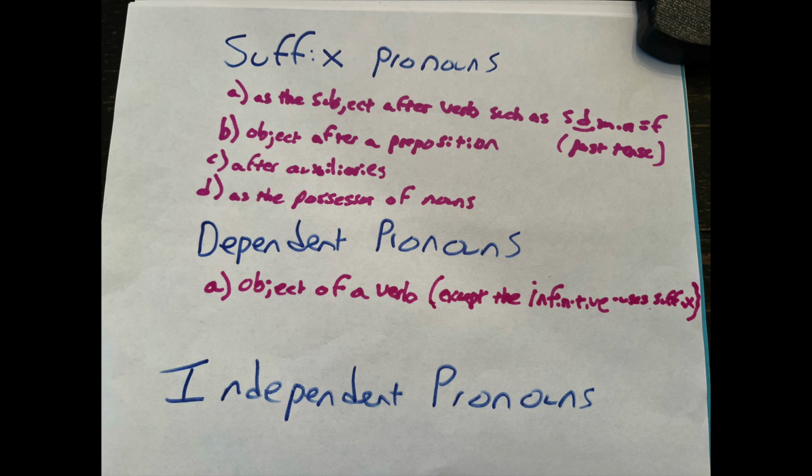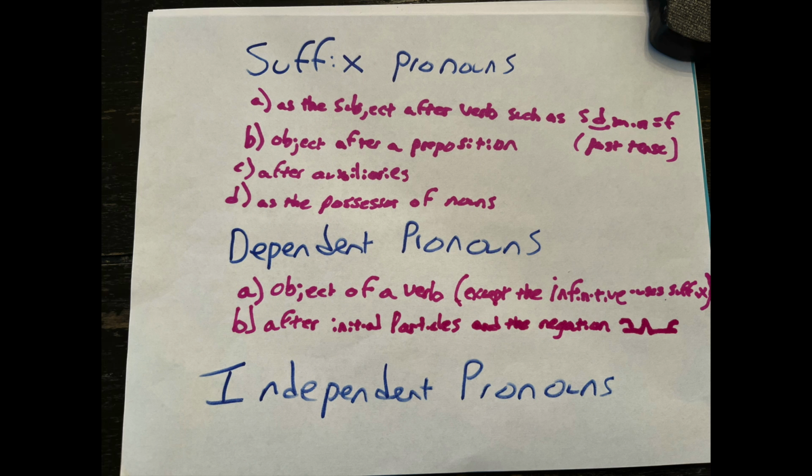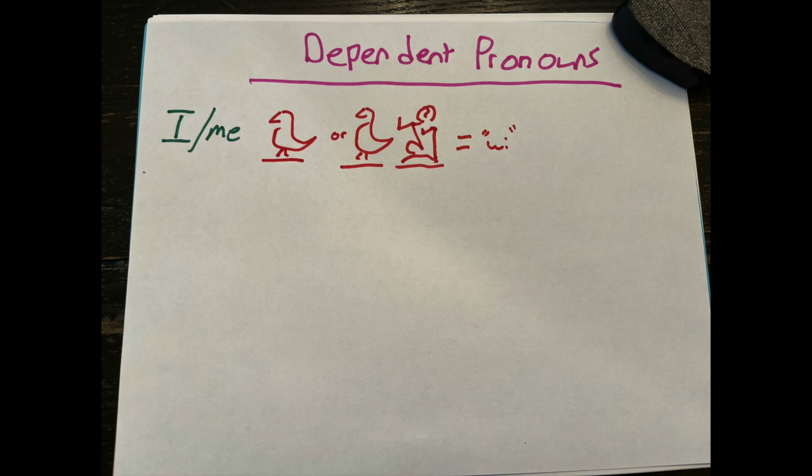All right, so much like suffix pronouns, dependent pronouns have different ways they're used. Objects of a verb, except for the infinitive, we'll get to that later, and after an initial particle and after a negation. Excuse me. We're going to get into that next week. All right, so first, dependent pronouns.